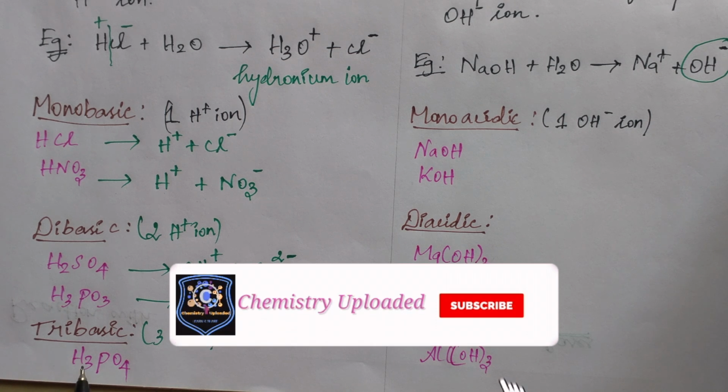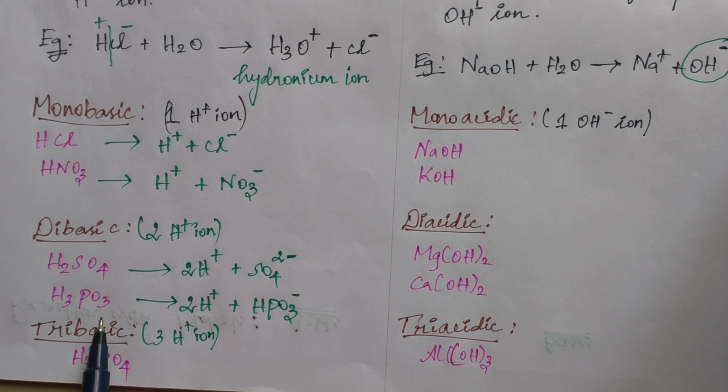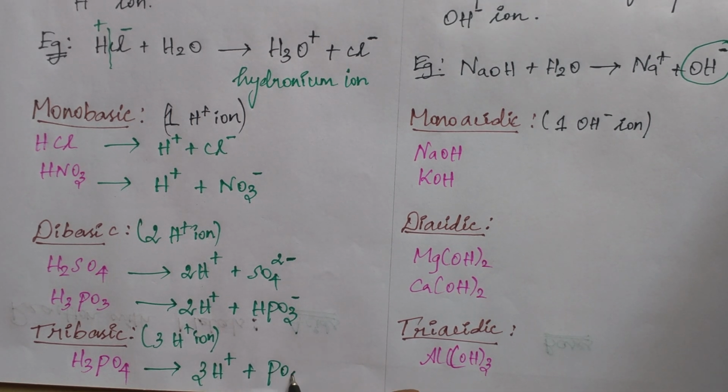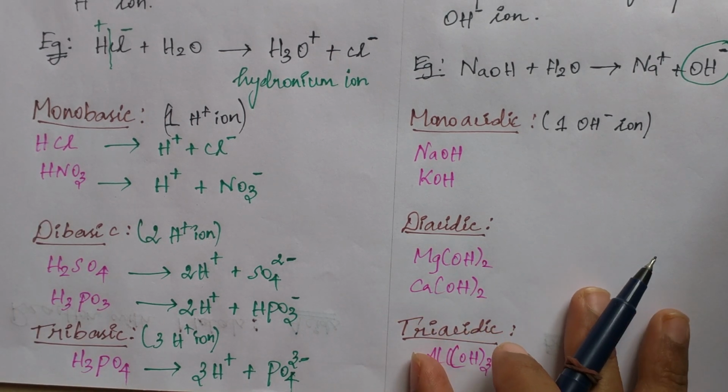Next, tribasic. So phosphoric acid. See here, one more oxygen is there. So when dissolved in water, it gives 3 H plus ions plus 1 phosphate ion. Okay, students. So these are the 3 types of basicity.